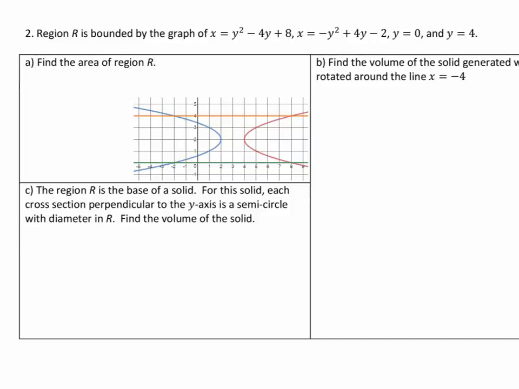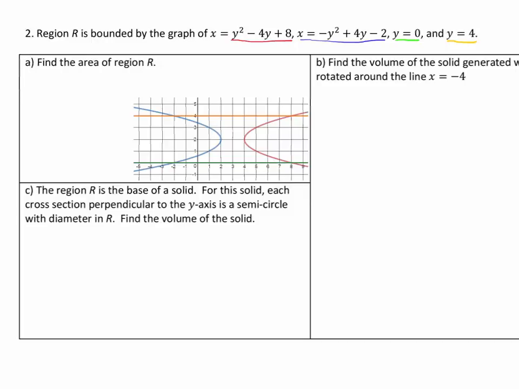And let's see. This blue equation is actually this guy right here. This red one is that guy right there, and the orange one is y equals 4, and then that green one on the bottom is y equals 0. So that's our graph right there.